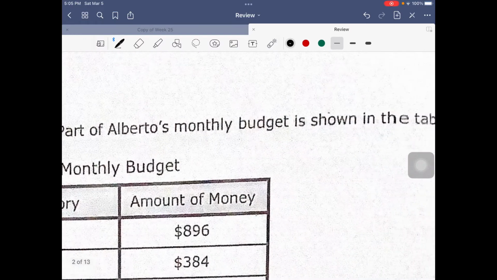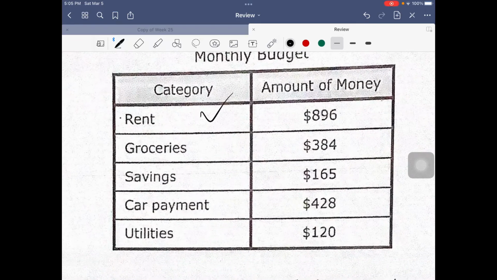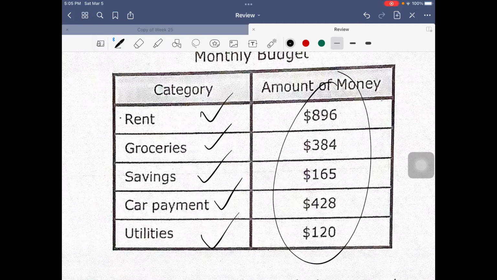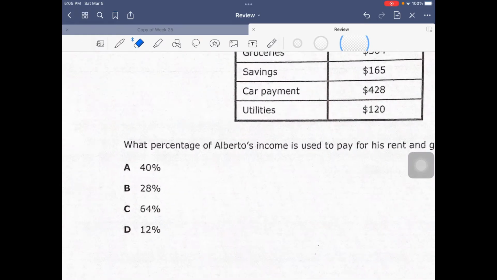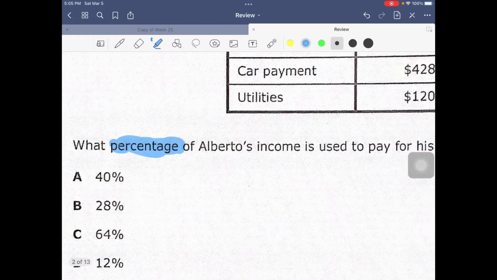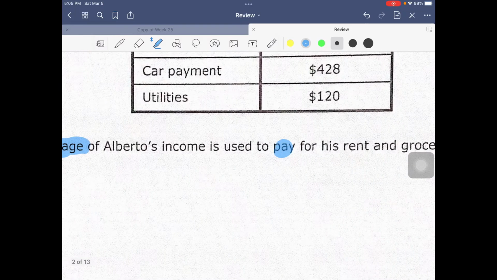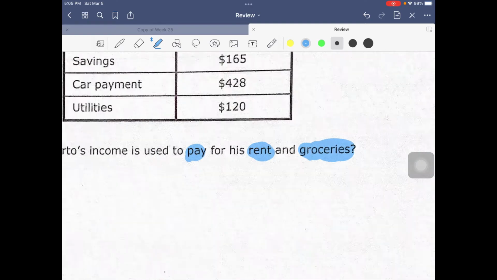Part of Alberto's monthly budget is shown in the table. His rent, groceries, savings, car payment, utilities, this is what he pays. Ahora, but what am I going to focus on? What am I looking for? What percentage of Alberto's income is used to pay for his rent and groceries? Pues bueno, vamos a checar.